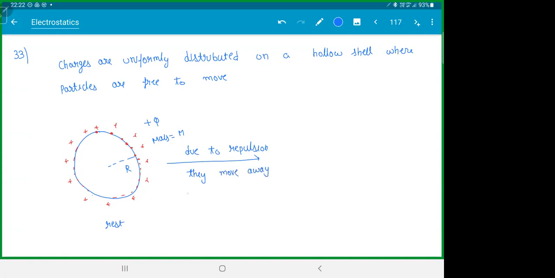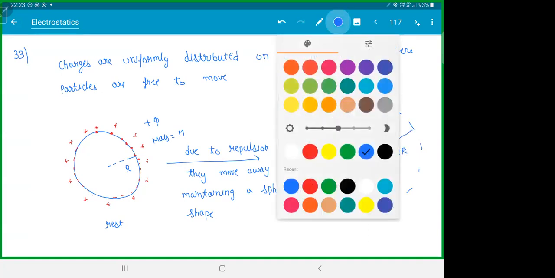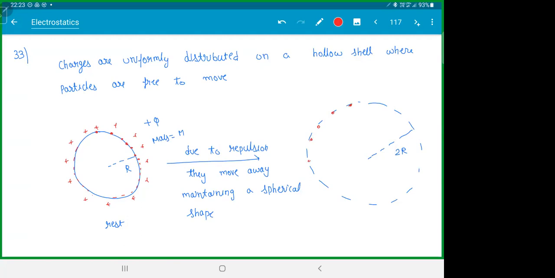They move away, maintaining a spherical shape. Because of symmetry, no matter how far they go, they maintain a sphere shape. So after some time, the sphere became like this. It became big. Charges are like this. So now what will happen? The charges will acquire some speed, right? Charges won't be at rest. They're going away, so charges must have gained some speed.